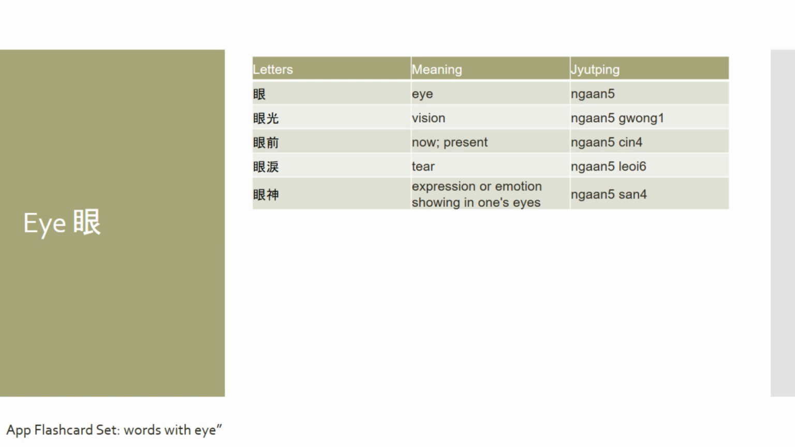The second Chinese character that I want to talk about is the Chinese character eye. And eye in Cantonese is pronounced ngan. If you want to say vision, or that you have good taste, vision or taste in Cantonese would be ngan guang.